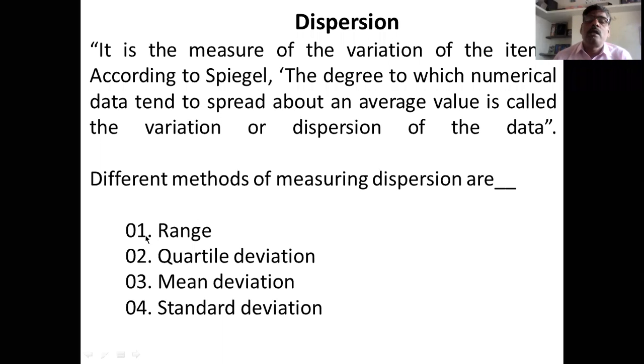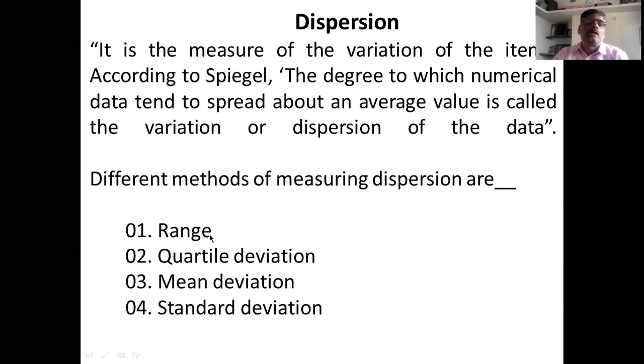The first method of dispersion is range. In the range, there are two types of measure: one is absolute measure, another is relative measure. Remember this. Absolute measure is calculated based on the actual value of unit or physical units, and in the relative measure, the relation is ascertained based on the per unit or percentage.